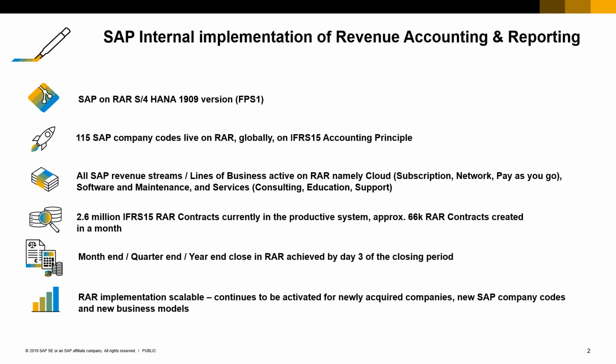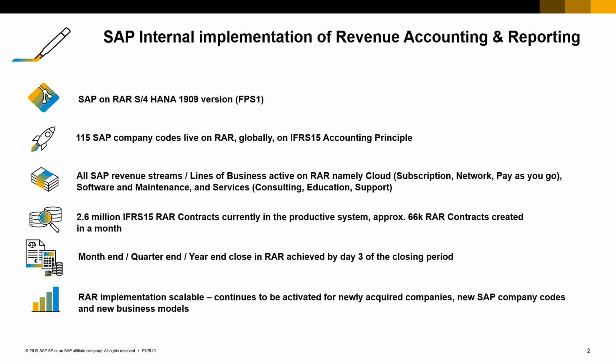And when I say cloud, all the different business models like subscription, network, consumption, and for services, we have consulting, education, and support, different businesses that are currently live on RAR. We have about 2.6 million IFRS 15 contracts in the productive system, and approximately 66,000 contracts are created in a month.